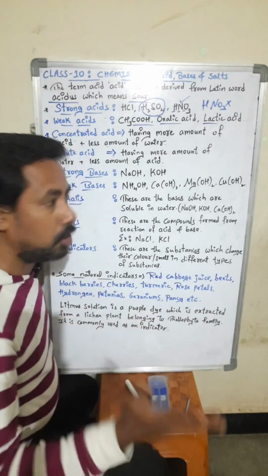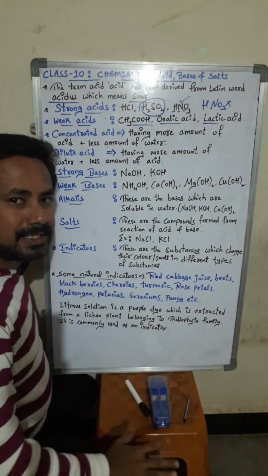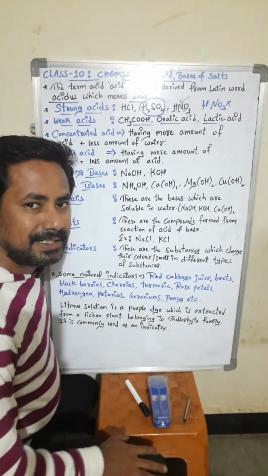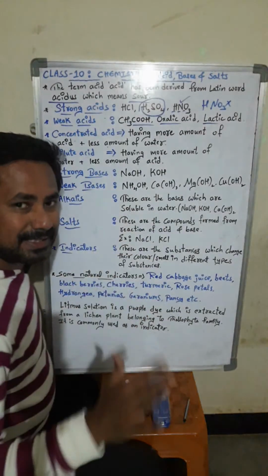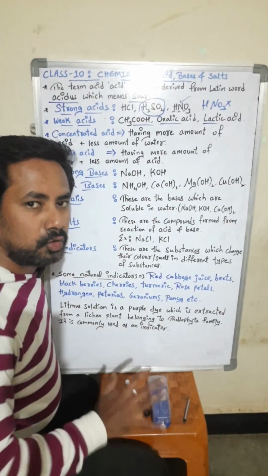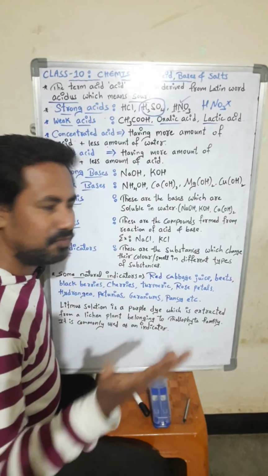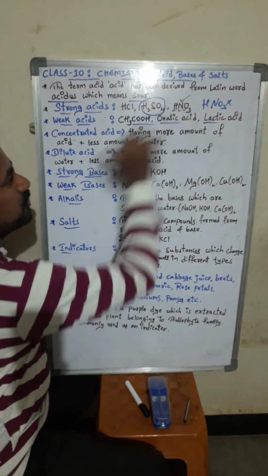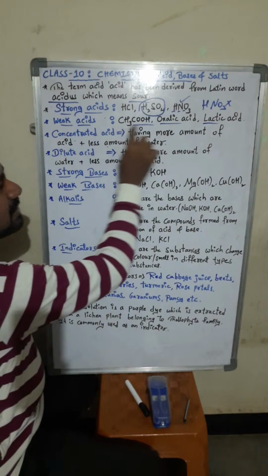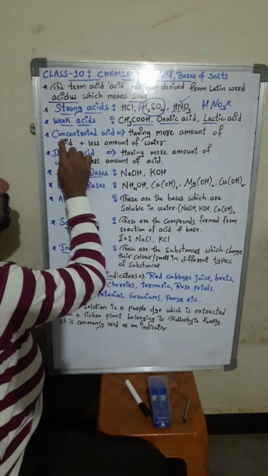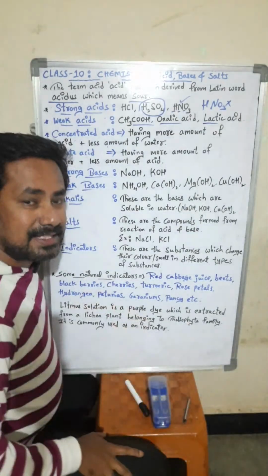When you go to college, they are not going to explain all those things. What do you mean by concentrated acid, weak acid? These are the basic things you have to learn in school only. Is it clear? Very easy. Try to understand. So these are the examples of strong acids and these are the examples of weak acids. Fine. What do you mean by concentrated acid?